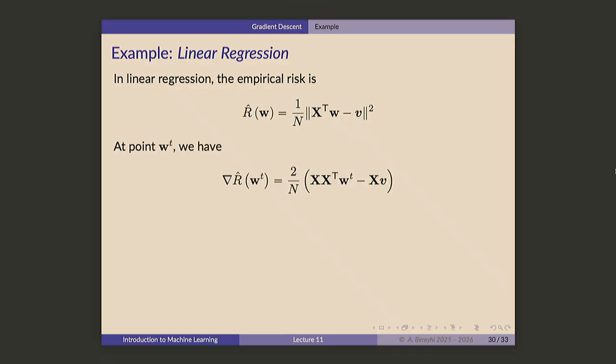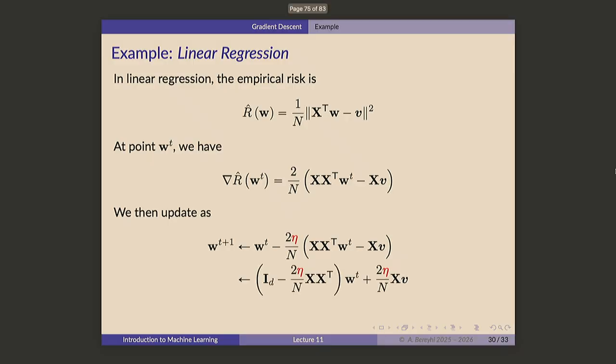Well, if I compute the gradient at one particular point, this is going to be this term, right? 2 times x x transpose, as we have x here, w minus x times y, right? This is the gradient that we have. And then if we want to update, we're going to get our new weight to be the previous weight minus this term, right? Correct? And you can factor it out. You can say W_t is common between the first and the second term, so you can write it in this form, right?